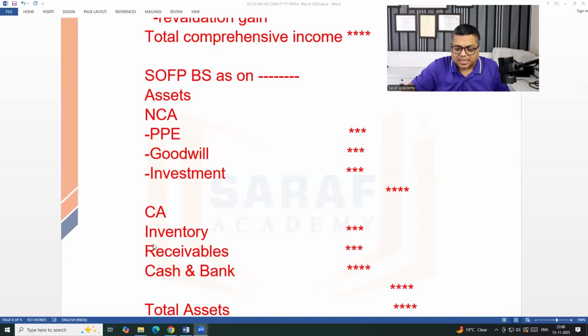But current assets are for sale purposes. I don't have any inventory. I'm not doing any business of inventory. But Reliance Industries has oil as inventory. They are going to sell it. That will be sold out within a year.